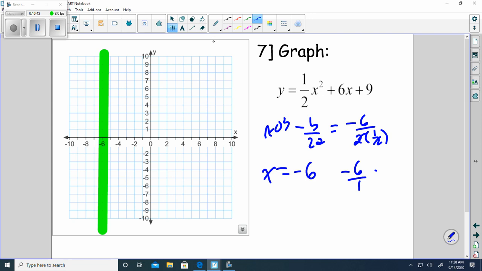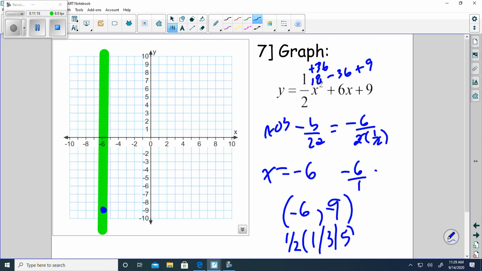Okay. And with our pen, we can do the rest of this. I get negative 6 comma something. So that's going to give me positive 36, and half of that's going to give me 18. 18 minus 36 plus 9. 18 minus 36 is negative 18. Negative 18 plus 9 is negative 9. So negative 6, negative 9, which is down here. And my pattern graph is going to be 1/2 times 1, 3, 5. So that'll be 1/2, 3/2, 5/2.